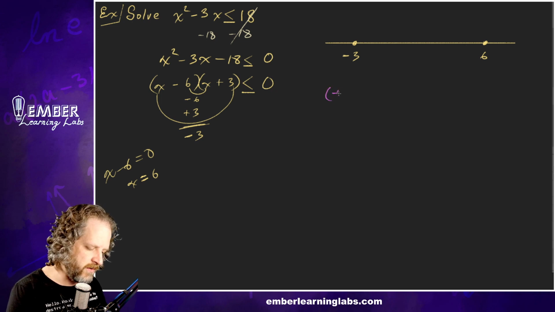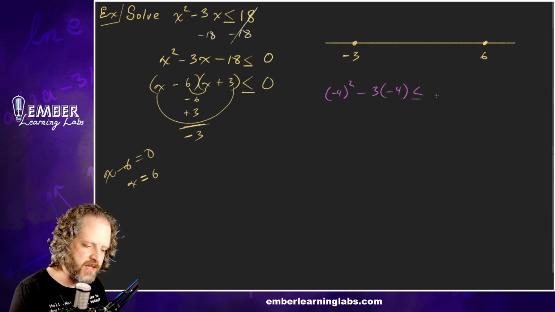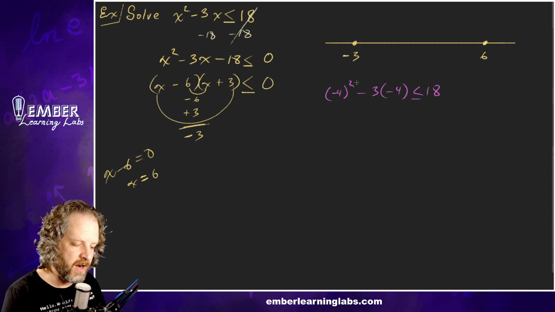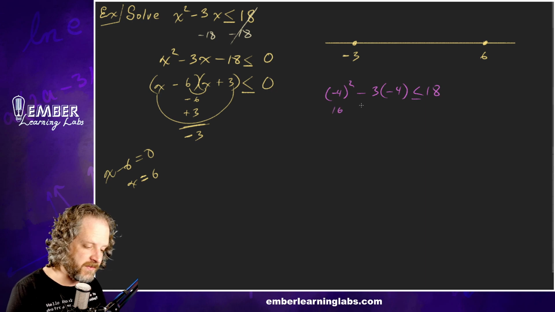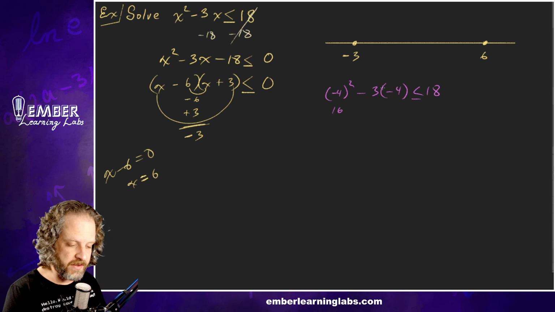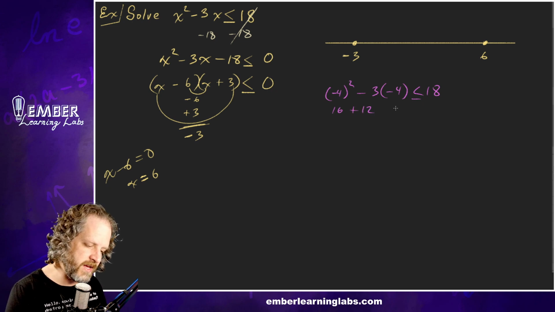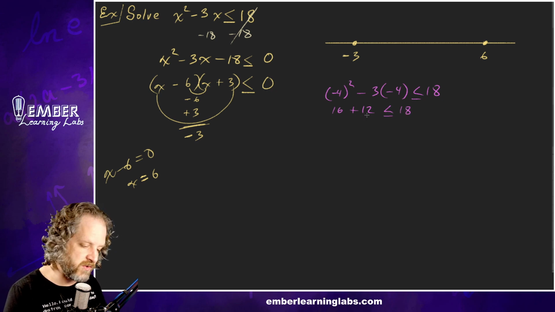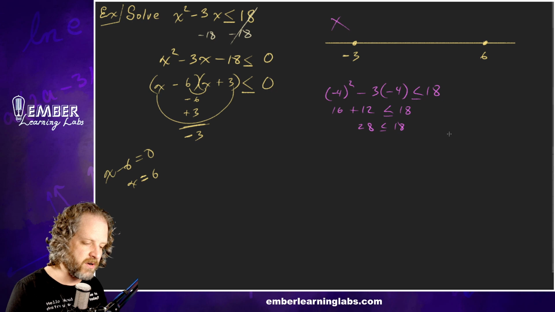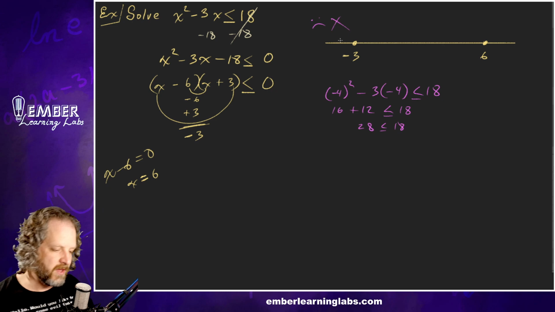So we're going to do negative 4 squared. I'm going to plug it in up here at the top because it feels like less work. Minus 3 times negative 4. And we want to know, is that less than or equal to 18? Negative 4 squared, 4 times 4 is 16. It's positive 16 because the negative times the negative is positive. And then plus 12. 16 plus 12 is 28. Is that less than or equal to 18? Sure as heck isn't. So it doesn't work over there. We'll double up: do the X and the frowny face. Doesn't work.